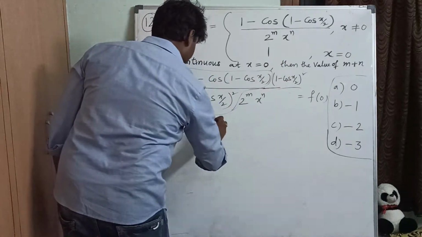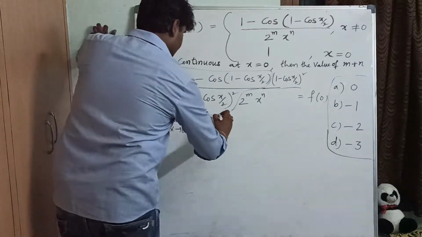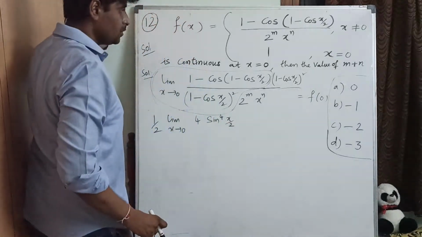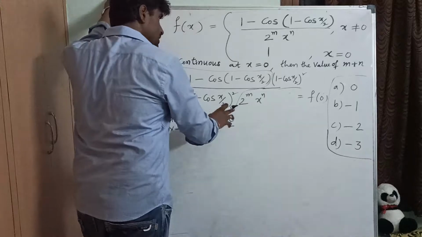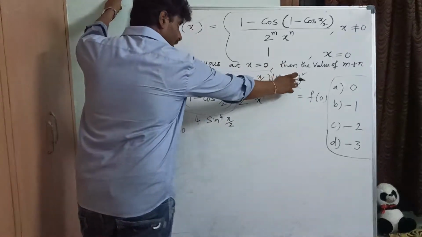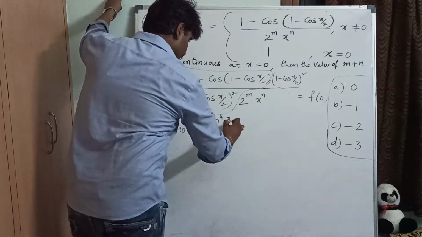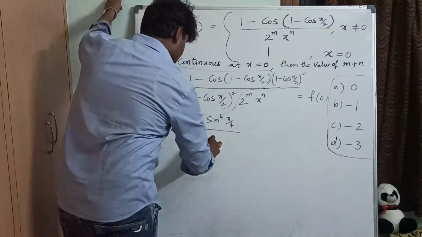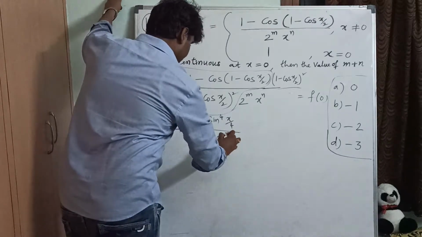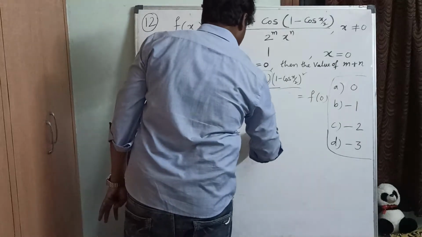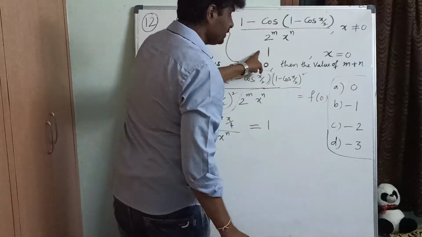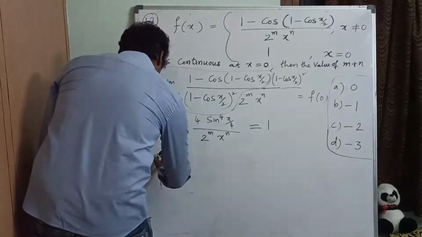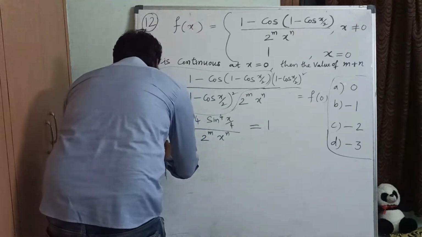So 4 sin⁴(x/2). So 2 sin²(x/2), and the square means power 4 here, with 4 outside. So 2 power m, x power n. This equals 1, because the function value of this is 1. So this 4 we can write outside here. Now what can we write here? 4 times 1/2.